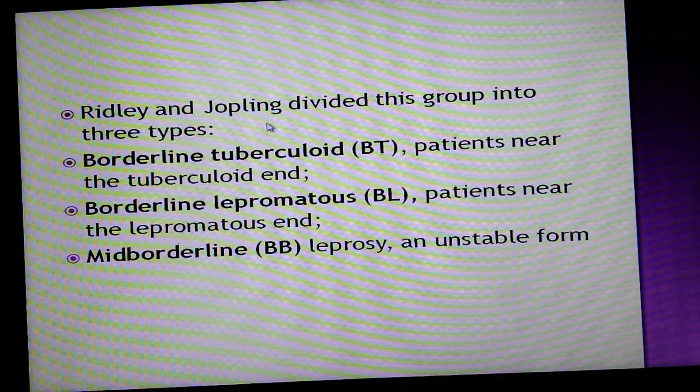Scientists Ridley and Jopling divided this group into three types: borderline tuberculoid, called BT, where patients are near the tuberculoid end; borderline lepromatous, called BL, where patients are near the lepromatous end; and at last, mid borderline, called BB, leprosy, which is an unstable form.